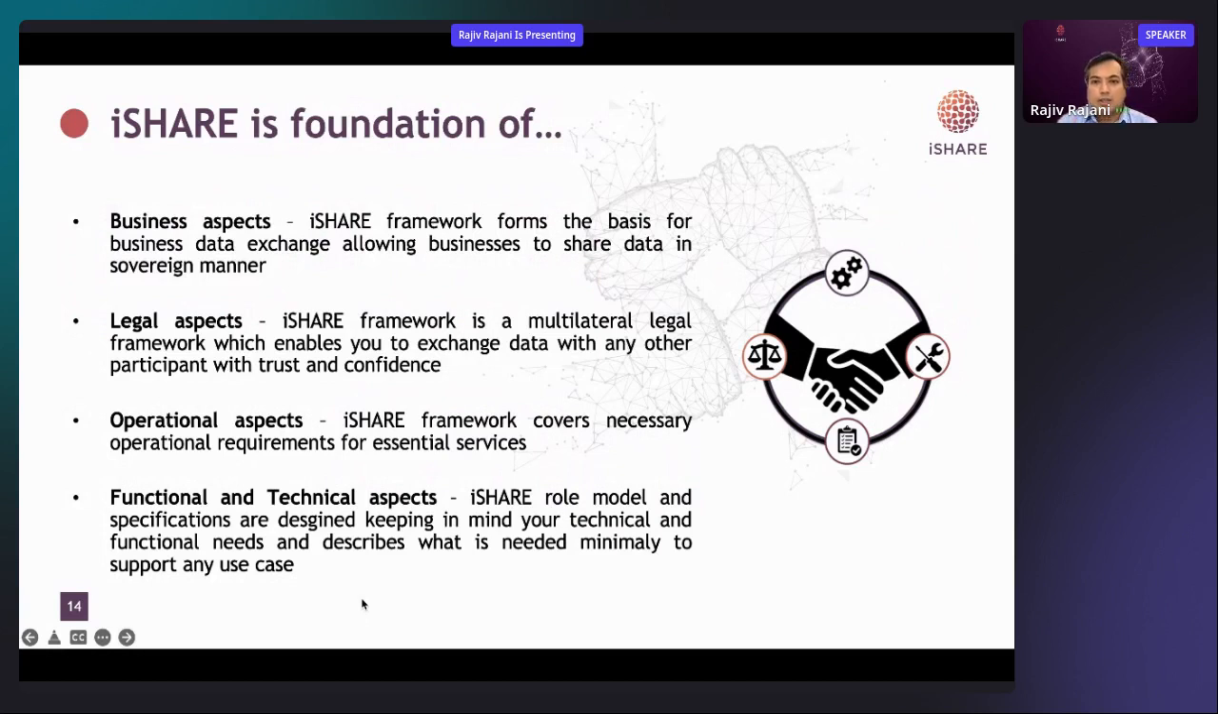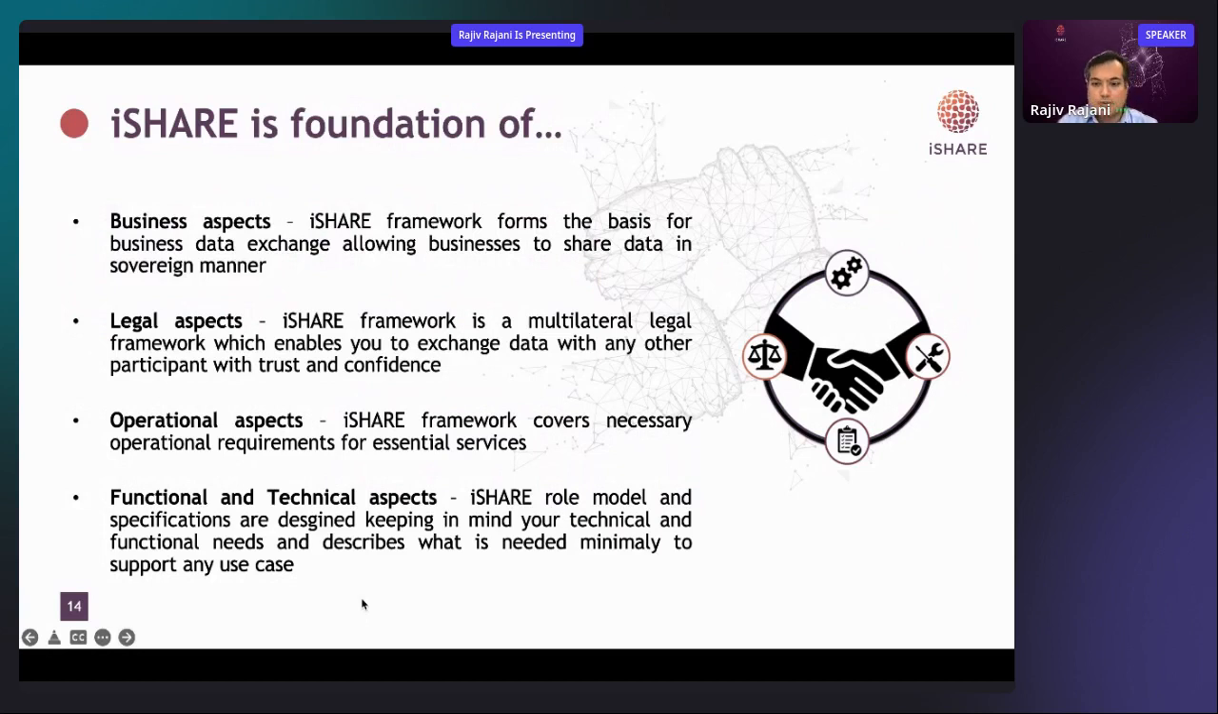Legal part is basically, as I explained, that it is a basic multilateral legal framework which enables you to exchange data with other participants, and avoid getting into bilateral contracts every time you want to share data with any other party, right?